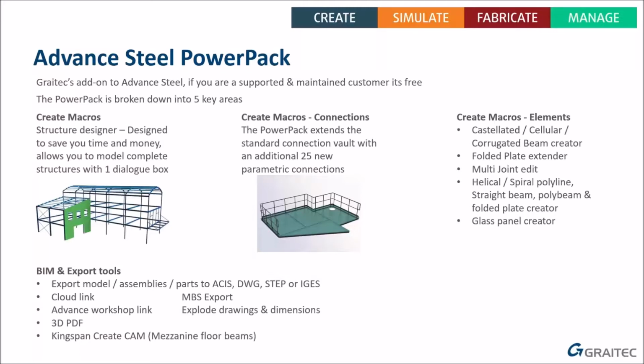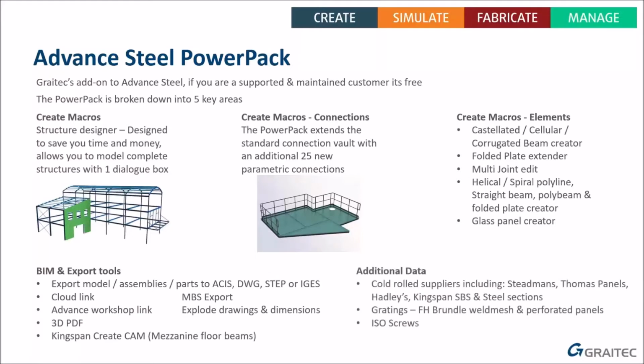models, parts or assemblies. And when the Power Pack gets installed, it actually installs extra data into your Advanced Steel as well. So if you're working with cold rolled, we've added cold rolled suppliers such as Stedman's, Thomas Panels, Hadley's, Kingspan. We've added the FH Brundle weld mesh and perforated panels. We've added ISA screws. If anyone works with square edge bars, we've added those in, so you don't need to manually change things. They're all included with the Power Pack.